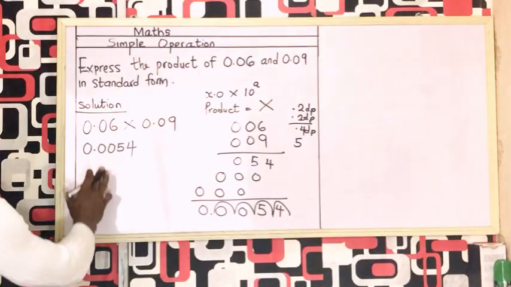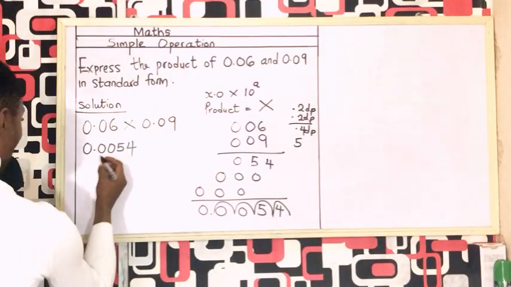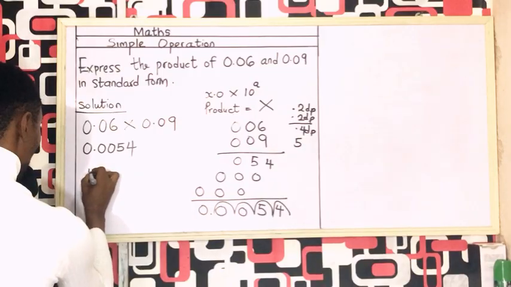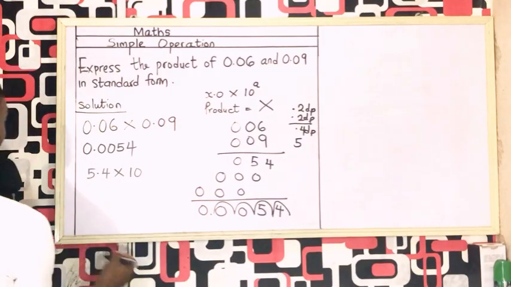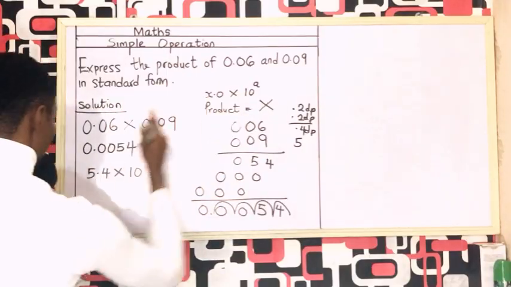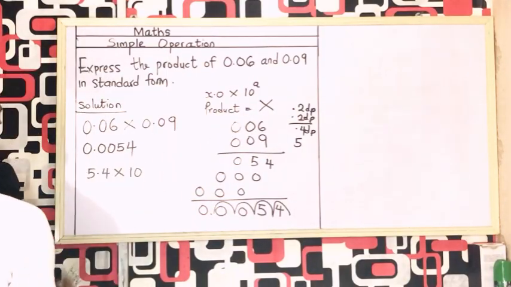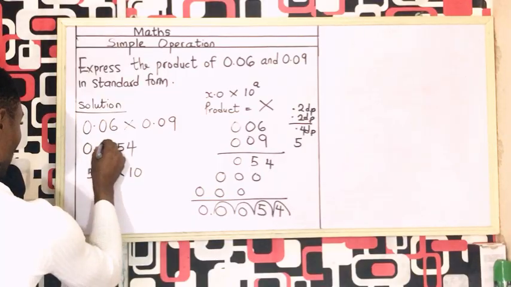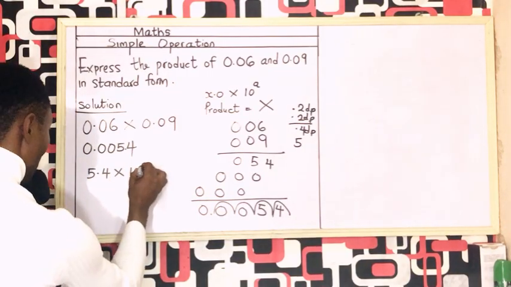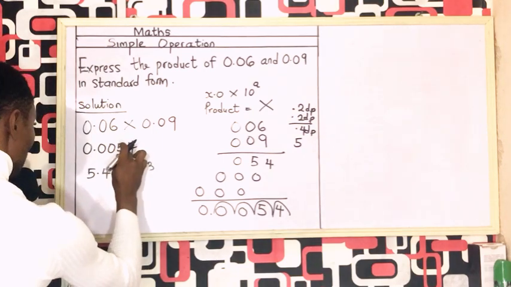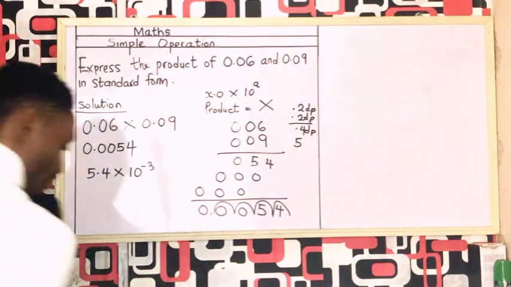So how do we convert this back to standard form? Simple. We're going to put it in this form: 5.4 times 10 raised to the power what? How do we get the power here? Just move your point forward and count the numbers, which is 1, 2, and 3. So that's minus 3.